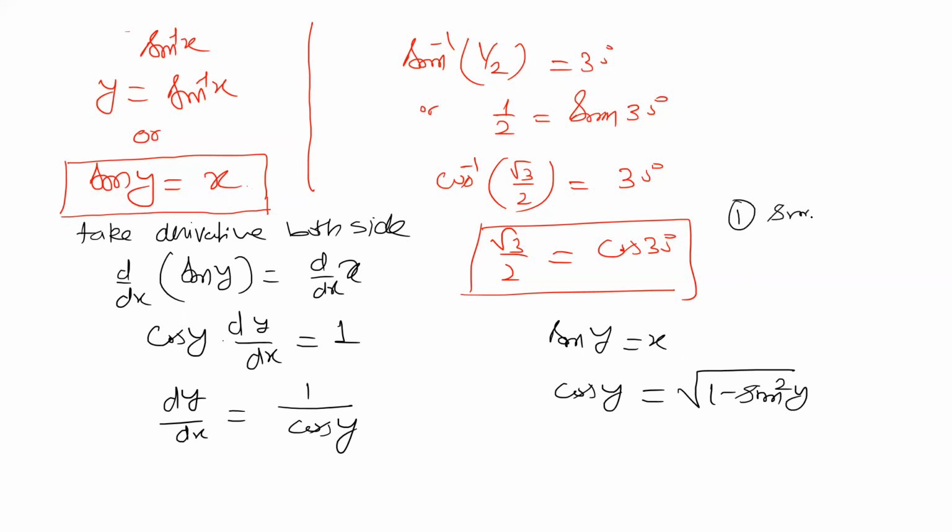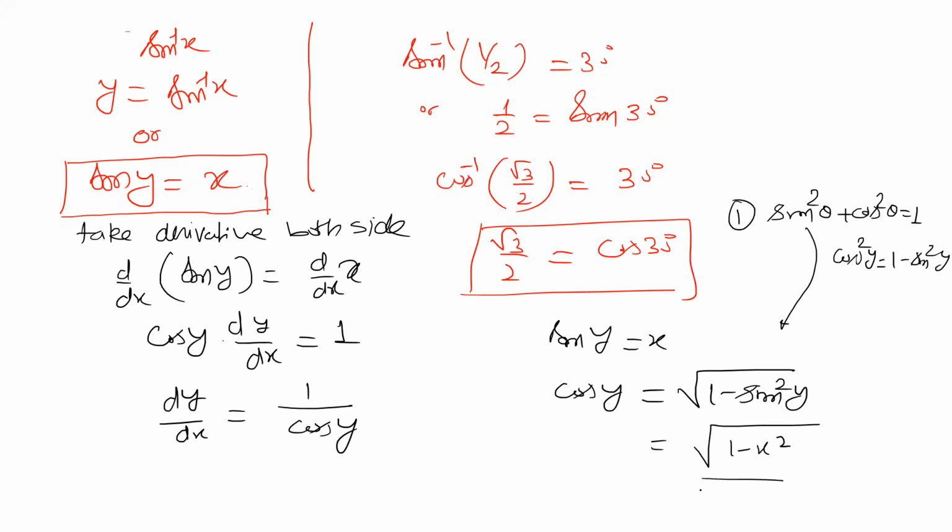We apply this identity here because we want to find cos square theta. Here the variable is y, so we can substitute: cos square y is equal to 1 minus sin square y. If you find cos y, then take the root, under root 1 minus sin square y. Hope you understood. I know the sin y value is x, so substituting, you will get under root 1 minus x square.